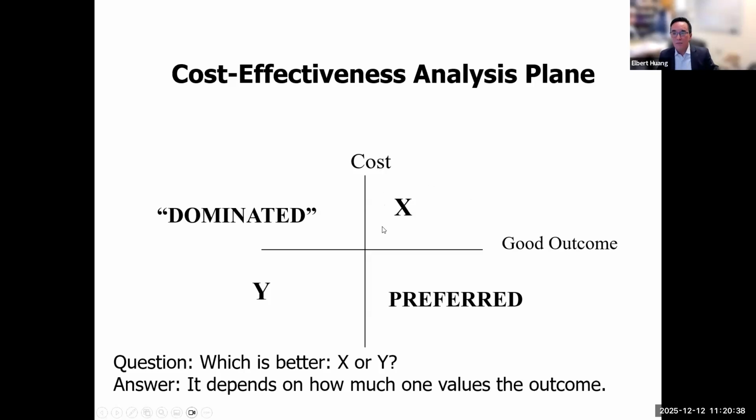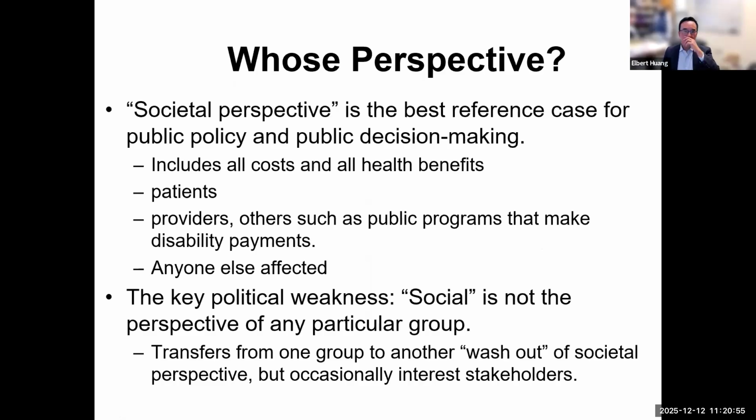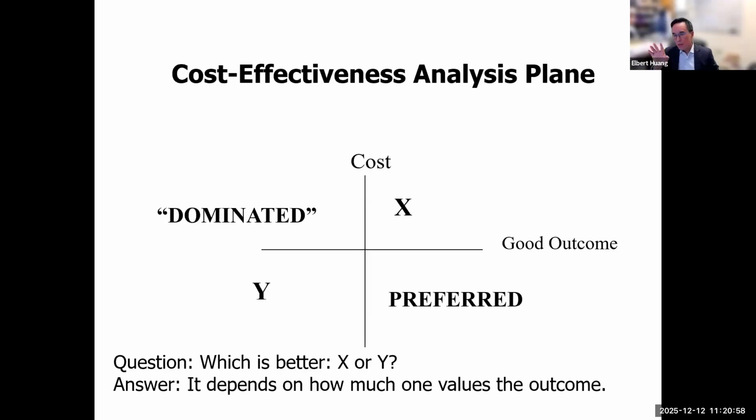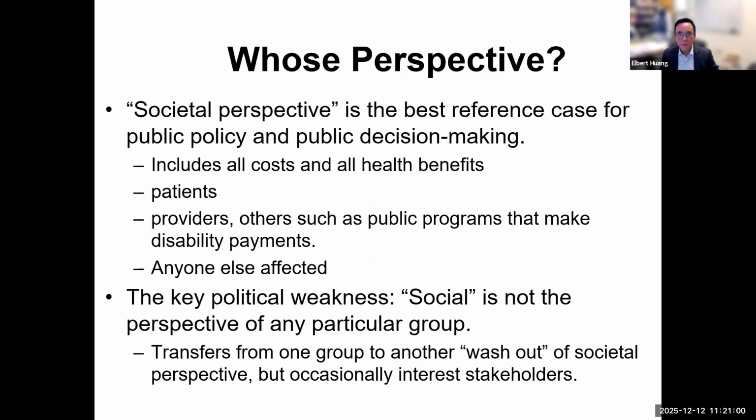And then finally, what happens with most technologies, or new interventions, is they end up in the northeast quadrant. So they increase costs, but health is improved. And so that creates this tension. Is it worthwhile to spend additional money? So one key thing about cost effectiveness analysis, and one thing I'm going to argue to all of you, is that you really should be thinking about whose perspective is represented in the analysis.